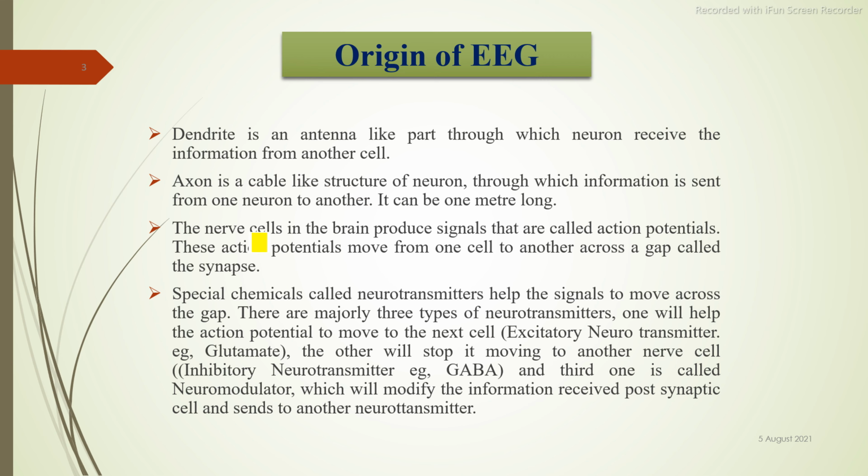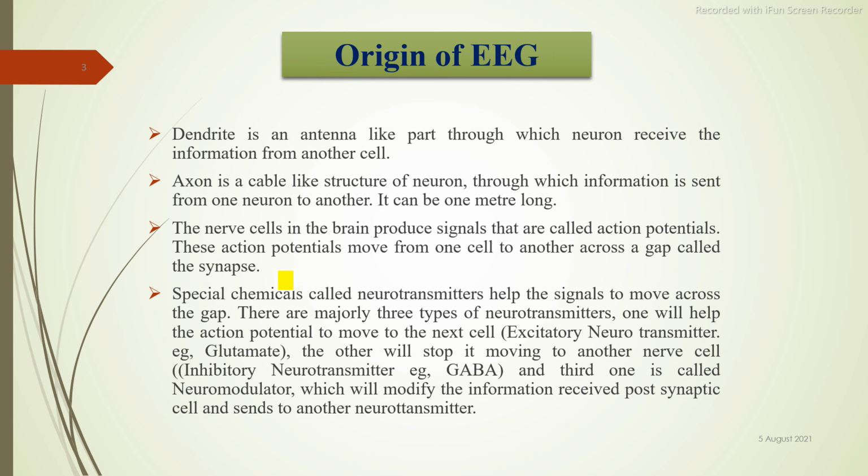Then, coming to the nerve cells in the brain, they produce signals that are called action potentials. Whatever signals the nerve cells produce in the brain, which means the brain nerve cells will produce a signal, we call these signals action potentials. These action potentials move from one cell to another cell. These are the signals which we are supposed to capture from a machine called an EEG machine.